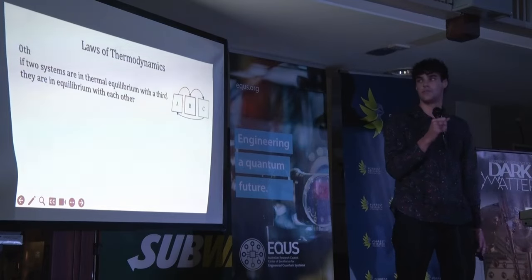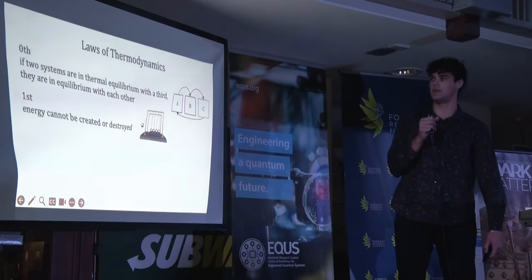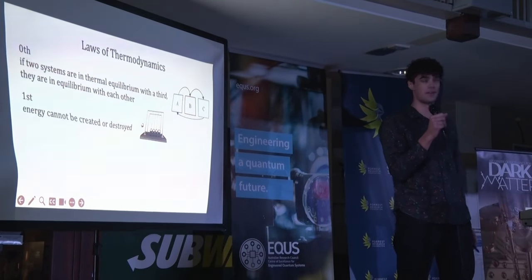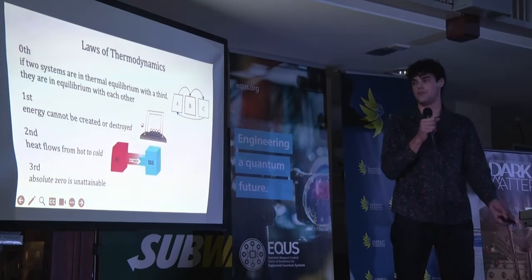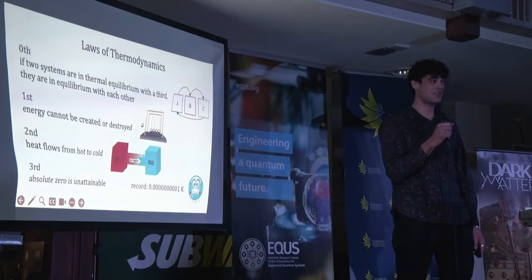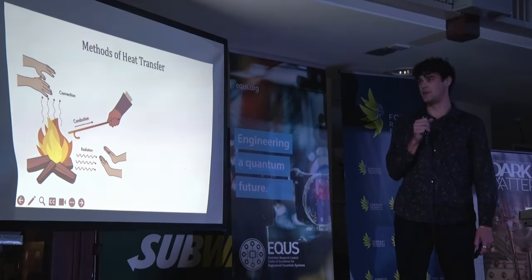And then here are the laws, obeying the laws. Zero Earth doesn't really need to go over. The first one, energy cannot be created or destroyed. Second, heat flows from hot to cold. And the third one, absolute zero is unattainable. We've gotten really close though. Really close, but not quite.